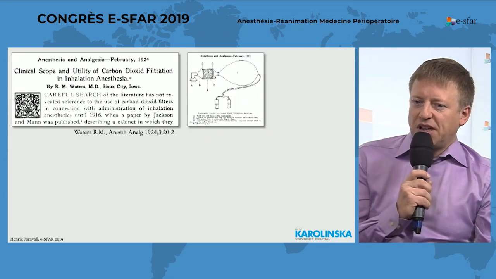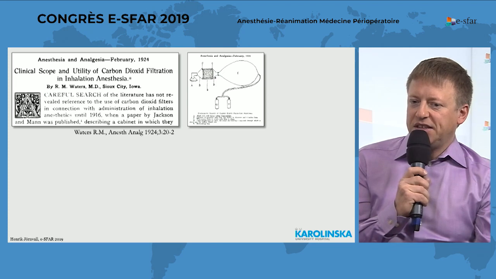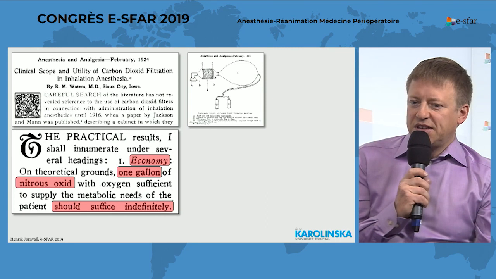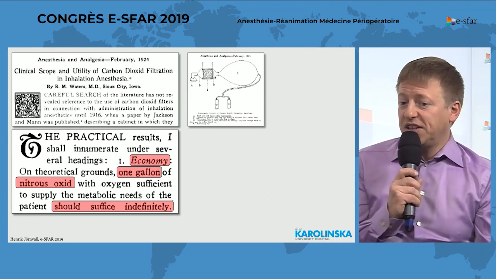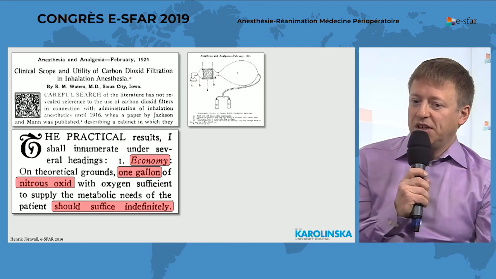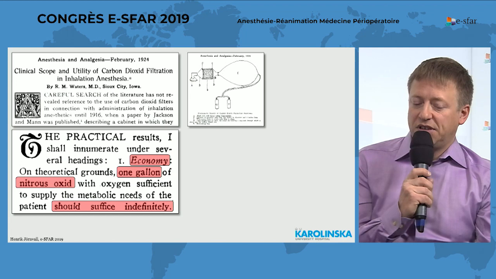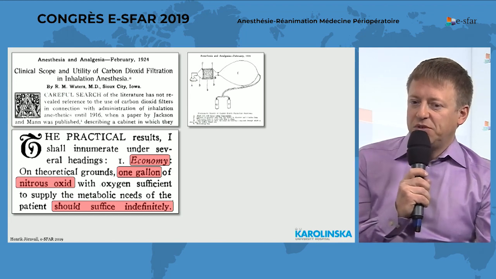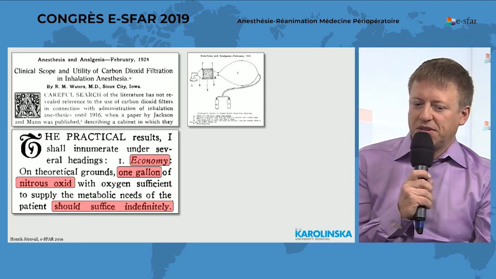So this was described in 1924 by Waters, and he built a circuit, and he actually described it in detail, just like we know it today. So he said that it has economic benefits. So 1 gallon of nitrous oxide that he was using at the time should suffice indefinitely. And I argue the same, that if you have sevoflurane, it would suffice indefinitely, almost. But let's talk a little bit more about that later.